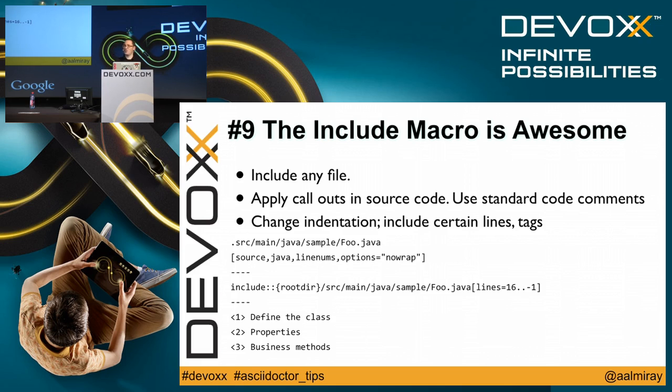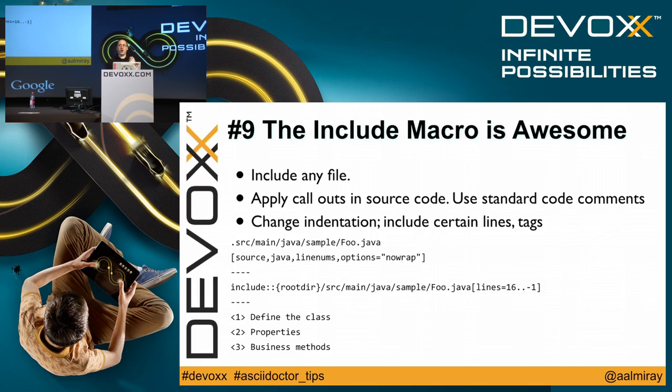The include macro is awesome. This is the feature that sold me into looking further into AsciiDoc. You can include any file you want to, from any kind of extension, any kind of format. What the include macro is going to do is just grab it, read it as a character string, and then just put it there in the place it should be.